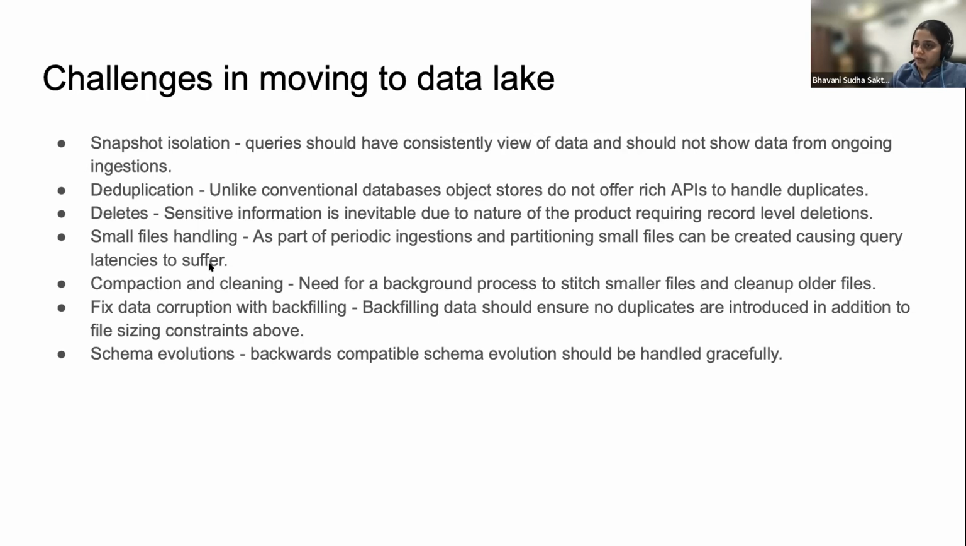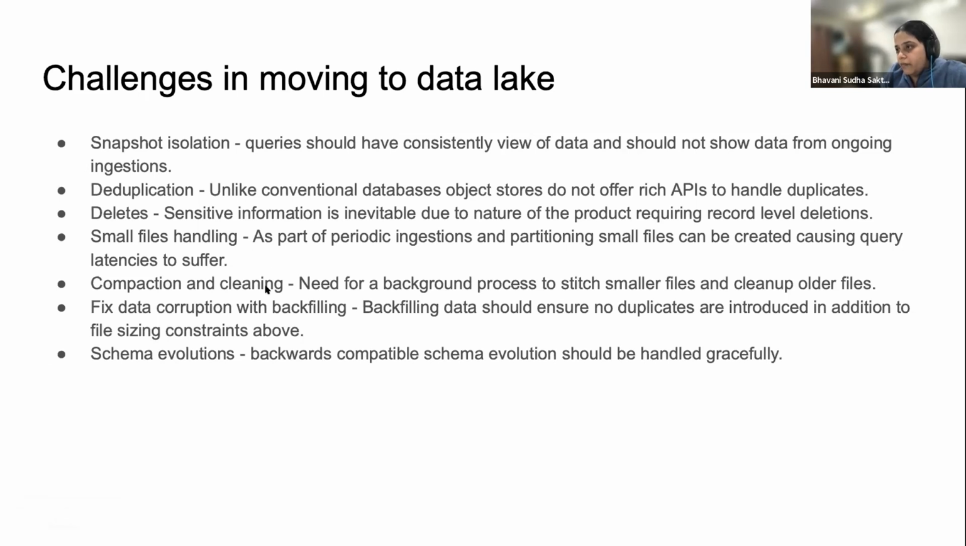And while we're talking about the small files, we also need to consider compaction and cleaning. They go hand in hand, right? So we needed a background process that can stitch the small files together for better query performance, and a cleaning process that can get rid of older files to check unbounded growth in our DFS storage.